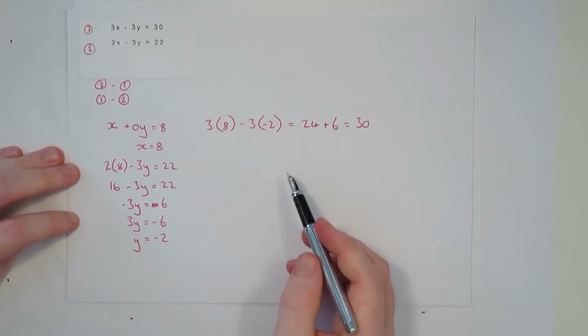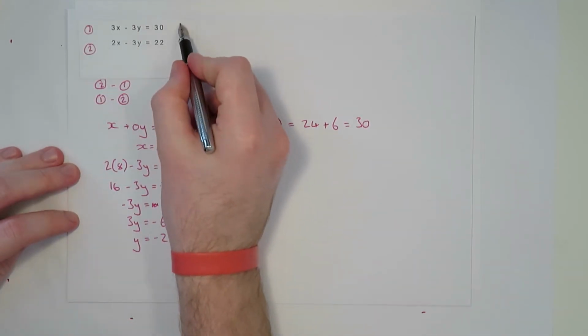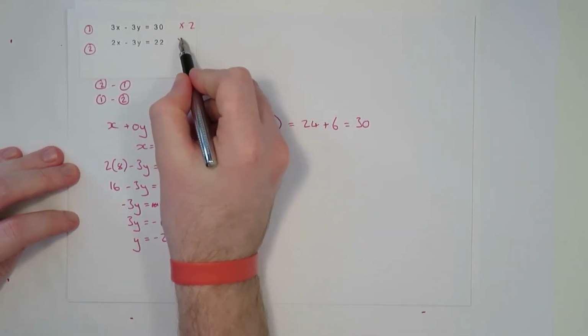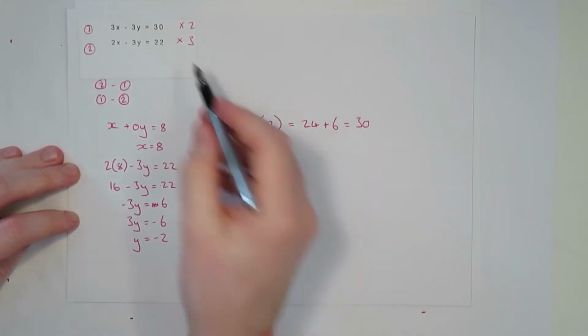Just like the previous example that we went through there, you could have eliminated the x's as well. It would have meant though that you had to times the first equation by 2 and this equation by 3, and then you would have had 6x and 6x, and then just subtracted them.